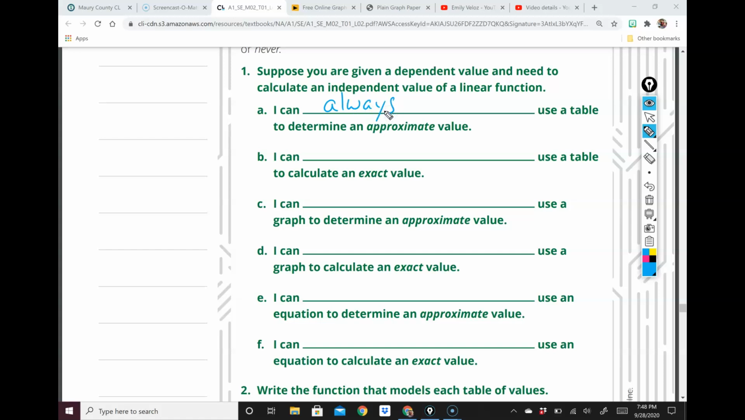Part B. I can blank use a table to calculate an exact value. Sometimes. Part C. I can blank use a graph to determine an approximate value. Always. I can blank use a graph to calculate an exact value. Sometimes. E, I can blank use an equation to determine the approximate value. Always. I can blank use an equation to calculate an exact value. Always.